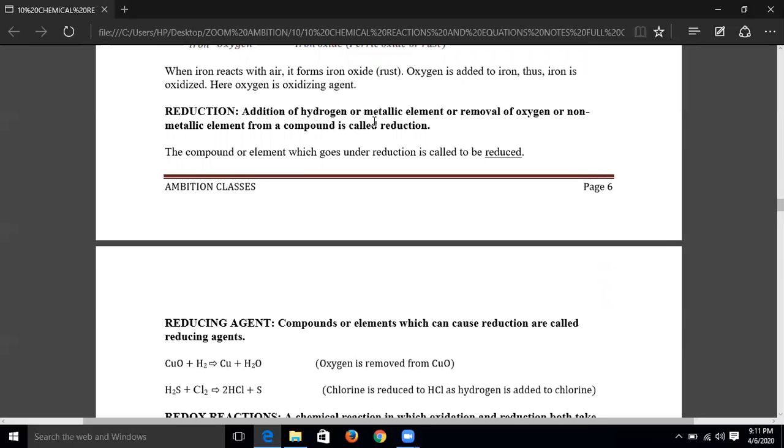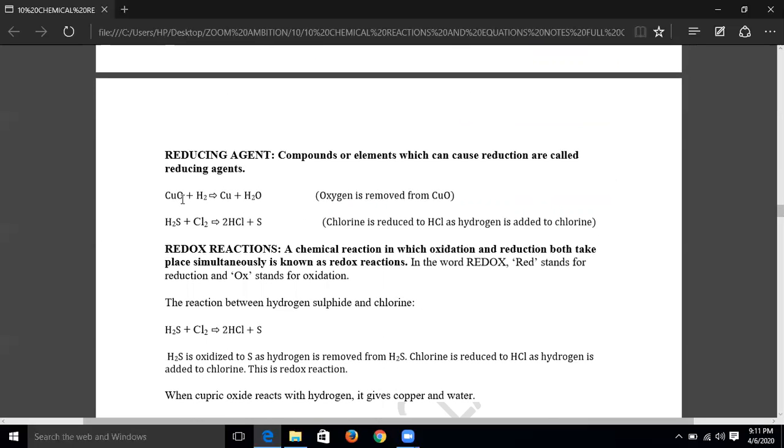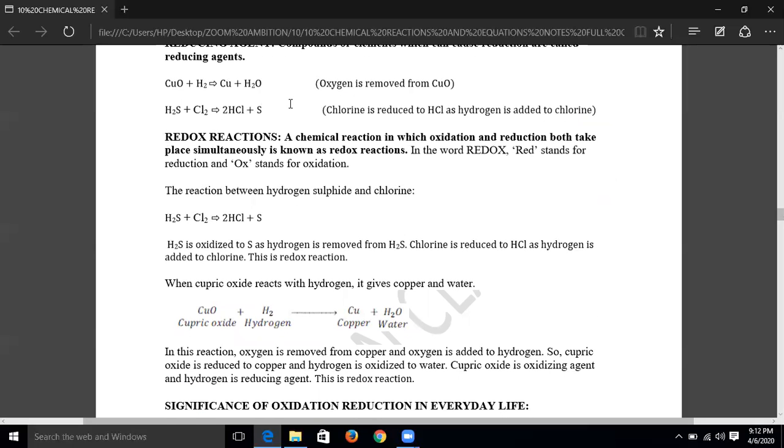Reduction. Addition of hydrogen or metallic element or removal of oxygen or non-metallic element from a compound is called reduction. This is opposite of oxidation. Compounds or elements which can cause reduction are called reducing agents. Here, CuO plus H2 gives Cu plus H2O. Oxygen is removed from CuO, so CuO is reduced to Cu. Here, H2 is reducing agent. H2S plus Cl2 gives 2HCl plus S. Chlorine is reduced to HCl as hydrogen is added to chlorine. So these are examples of reduction reactions.